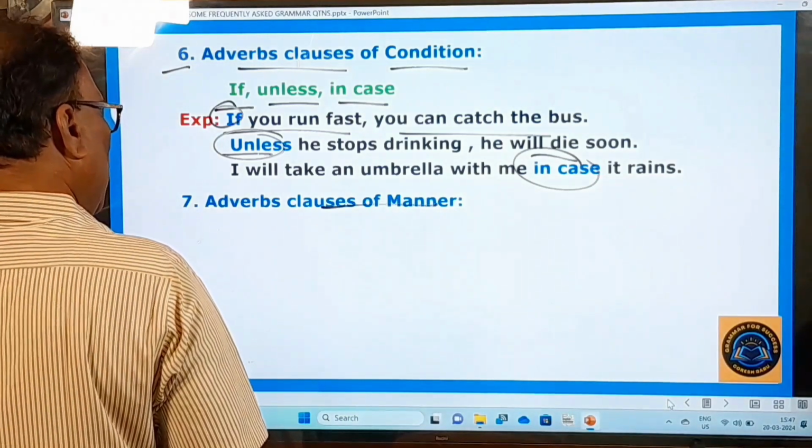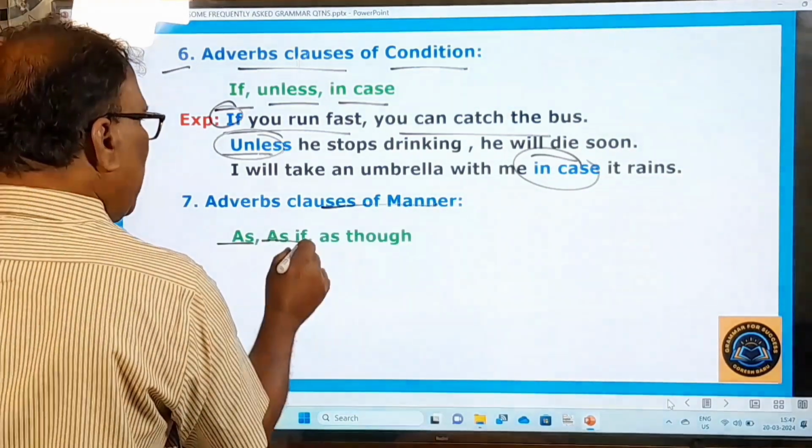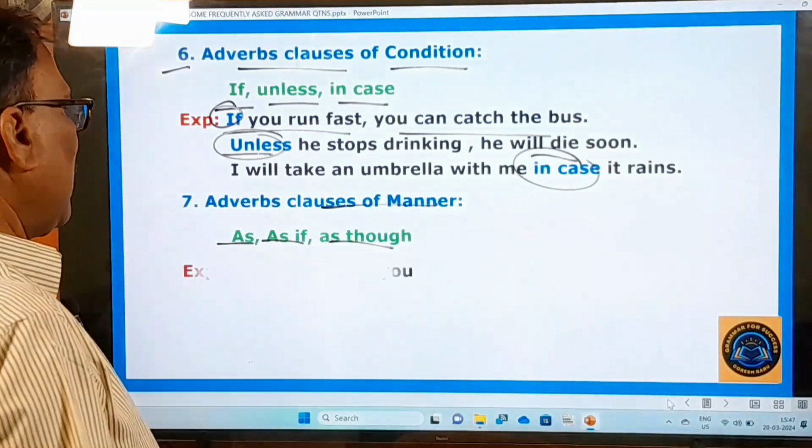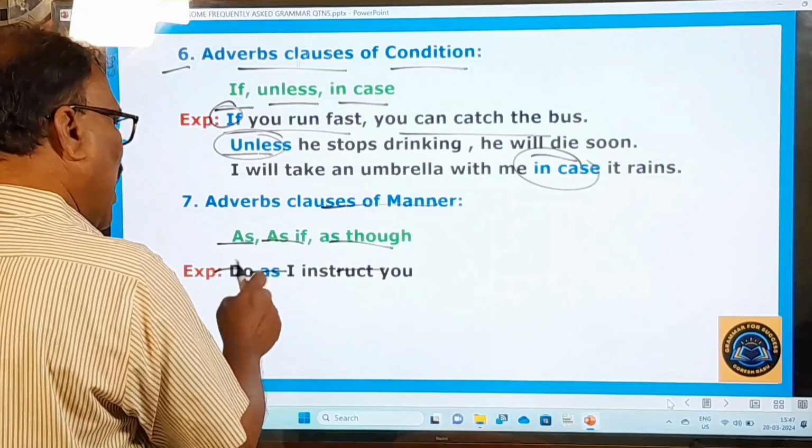And what are the conjunctions that introduce adverb clauses of manner? As, as if, as though. These are the three conjunctions. Do as I instruct you.